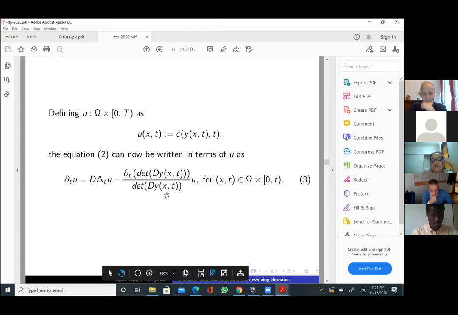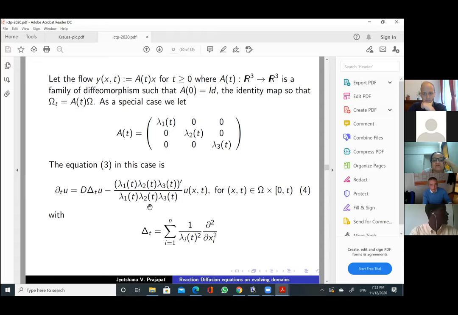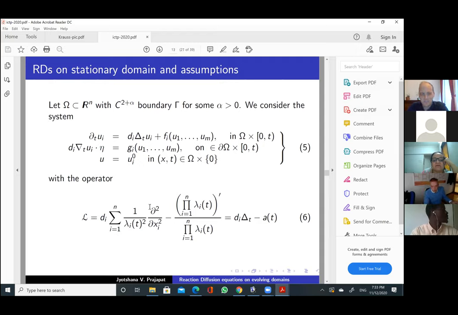This is the usual reaction diffusion equation; it does not involve this term. It does not involve delta T. Have I answered his question? I cannot see the chat. We have no answer yet from Claudio, but I think he's typing something. In the meantime, we have people saying thank you for the web conference and for the talk. You're welcome for listening to me. But in this equation, the evolution is visible in the operator and this linear term.